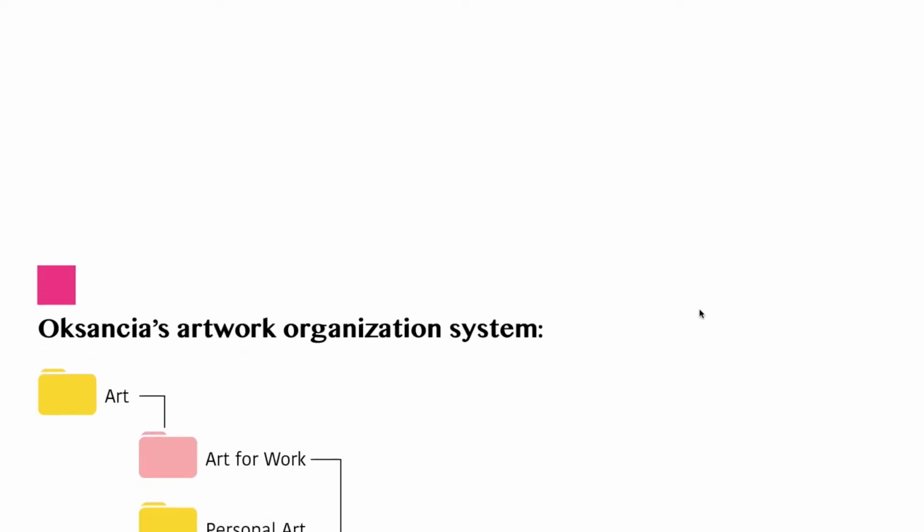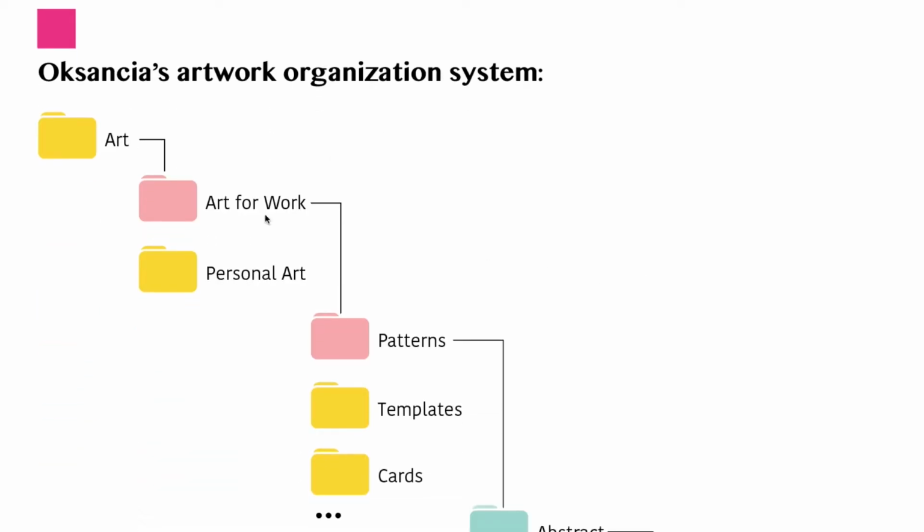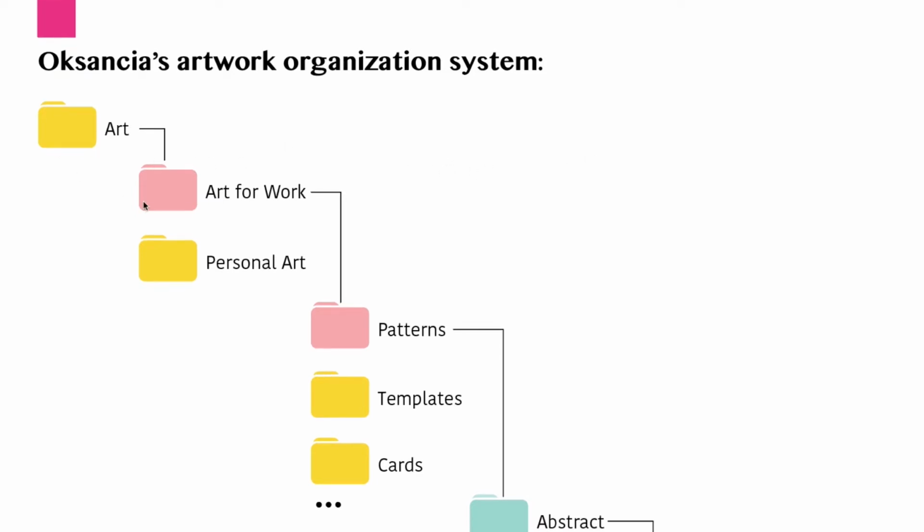Okay, let's move on. So here is my organization system. I'm going to explain it step by step. I basically created a folder that is simply called Art. In that folder, I have two main folders: Art for my work and Personal Art. In Art for my work we'll go further, but Personal Art is just to show super quickly.